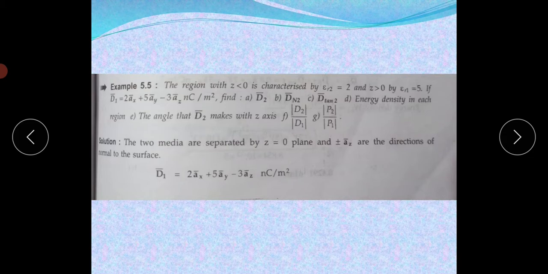So first, given two media are present, which are separated at the z equals 0 plane, and plus or minus az bar are the directions of the normal to the surface. Okay, this is the z equals 0 line. This is the positive z axis and this is the negative z axis. So in this region the first dielectric material is there, and here the second dielectric material is present.